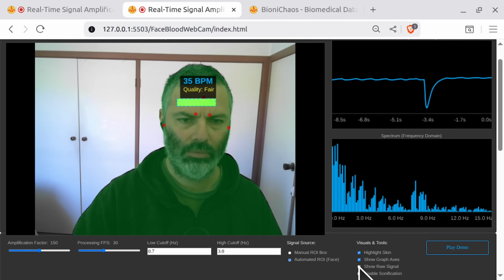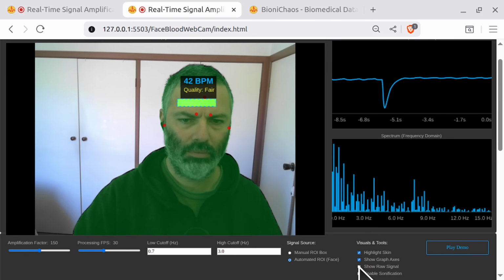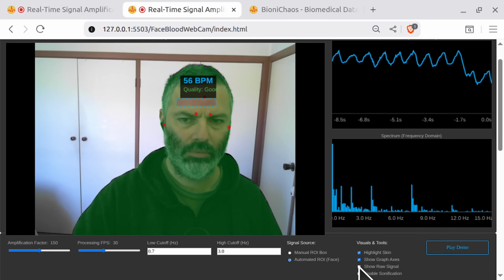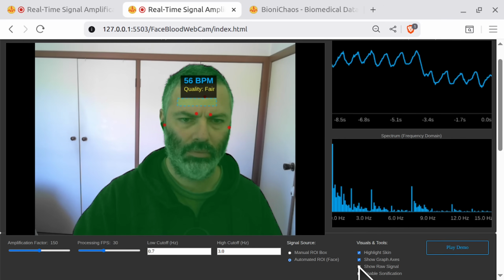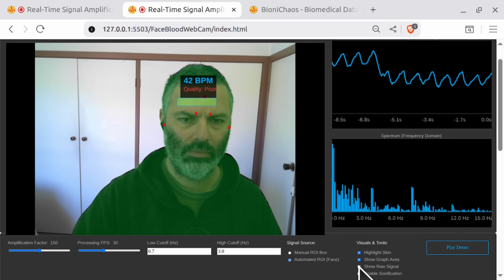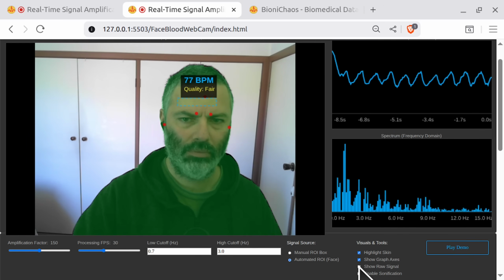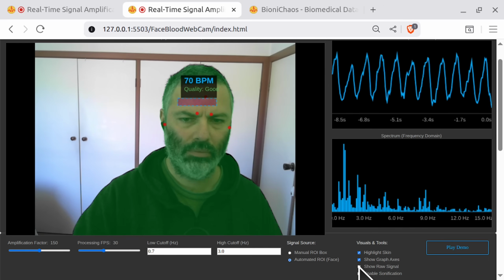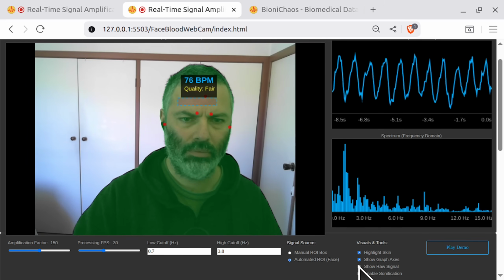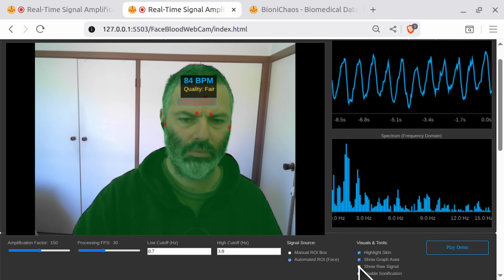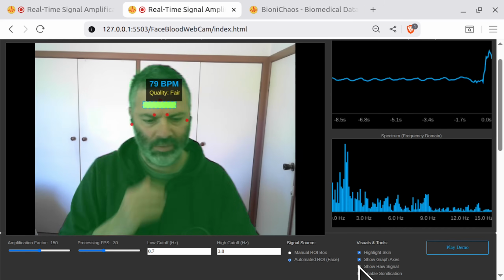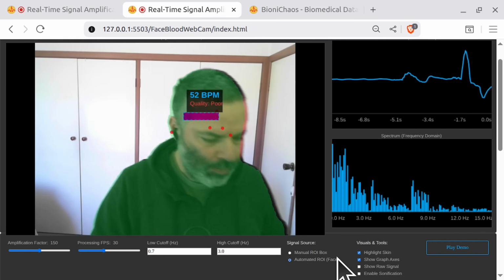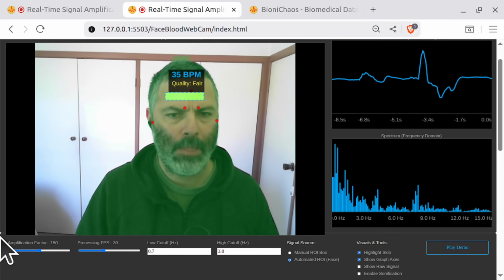The reviewer captured the moment the BPM dropped to 42. Ah, the sloth mode incident. The picture of health suddenly becomes a heavily medicated rainforest creature. That screenshot perfectly illustrates the vulnerability to motion artifacts. A slight head movement or eyebrow raise introduces a strong, low-frequency signal that is right on the edge of our passband, 0.7 hertz. The FFT correctly identifies this new, louder noise peak as the dominant rhythm.